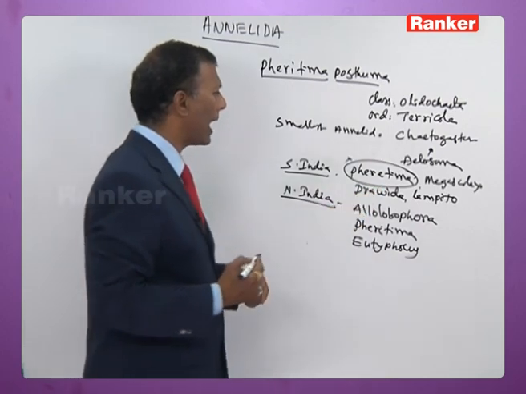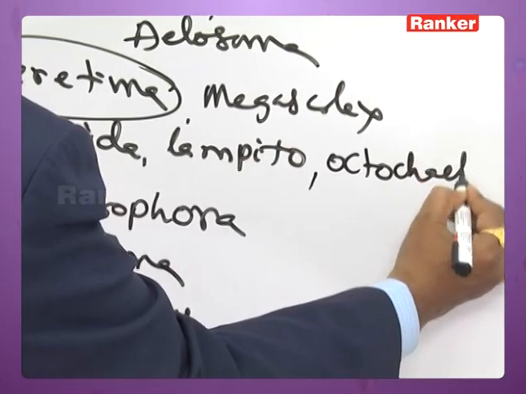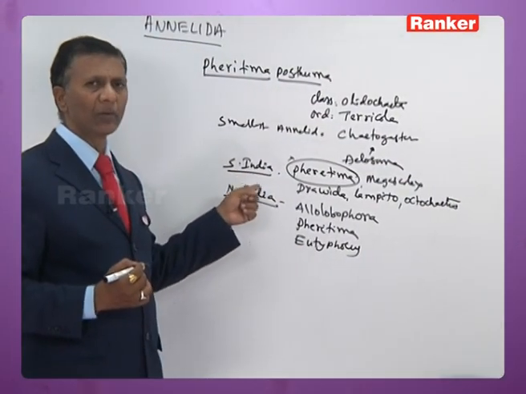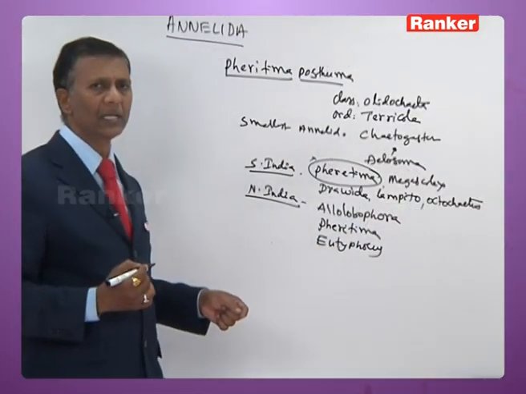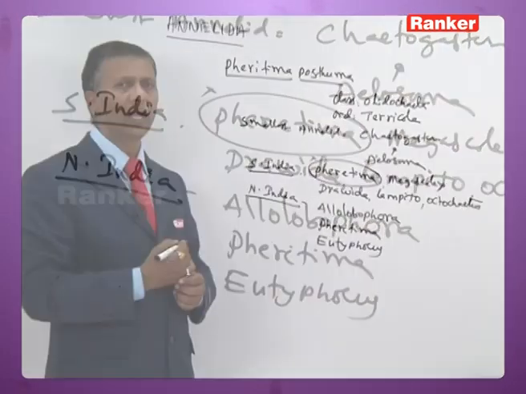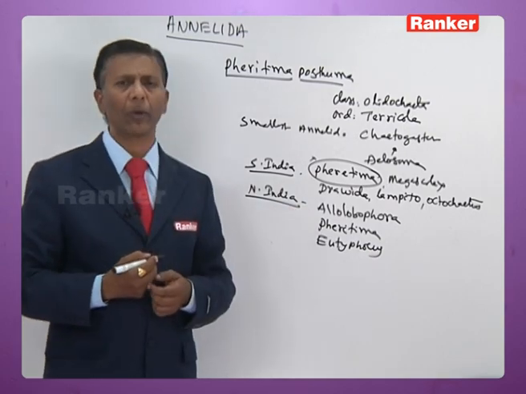Megascolex, Dravida, Lampito and Octochaetus. Another example you can write here, Octochaetus. Repeat. South Indian earthworms are Megascolex, Dravida, Lampito and Octochaetus. The North Indian earthworms are Eutyphoeus, Pheretima and Lumbricus. Among these, one is bioluminescent.